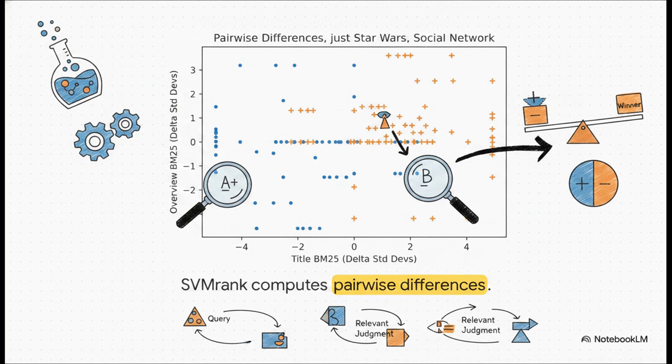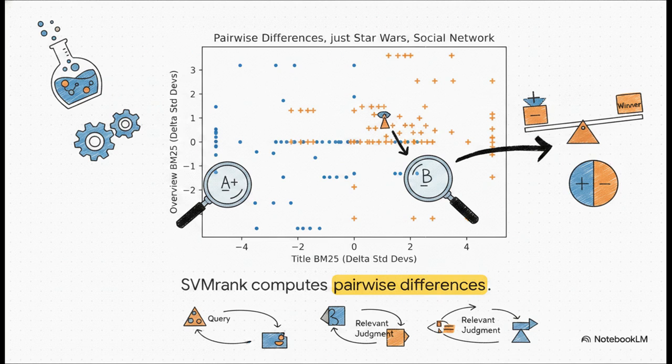And now for the true alchemy of SVMRank. It transforms the problem using a pairwise algorithm. It takes every single relevant judgment for a query and compares it to every irrelevant judgment for that exact same query. Then it literally computes the mathematical difference between their features, subtracting the irrelevant document's features from the relevant ones.